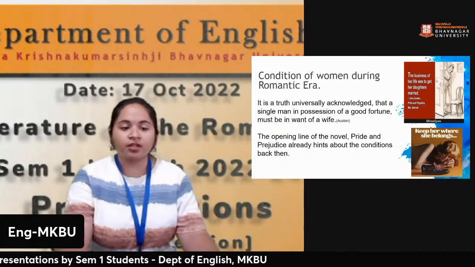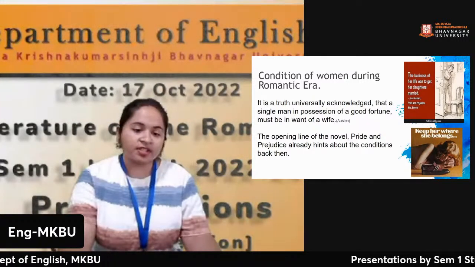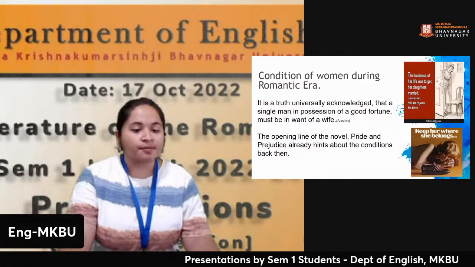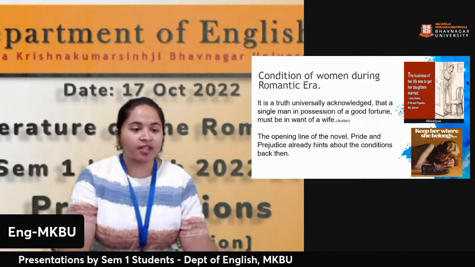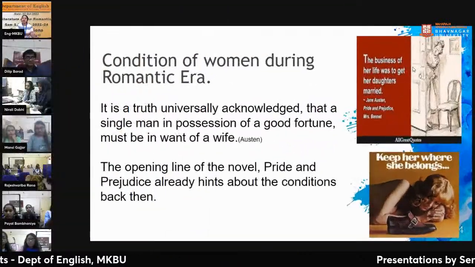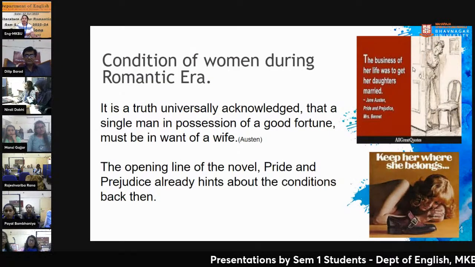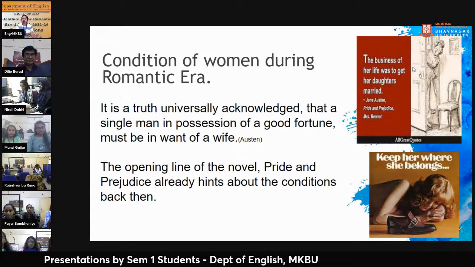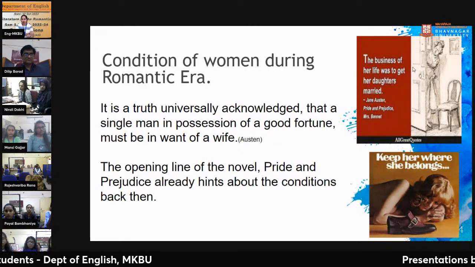Condition of women during the Romantic era. It is a truth universally acknowledged that a single man in possession of a good fortune must be in want of a wife. Here, this displays that a man, when he is in possession of a good fortune and has almost everything, then he goes out and hunts for a wife. And even women are depicted as having to get married, and being married is the only thing to be done in their lives. Here I have embedded a quote.